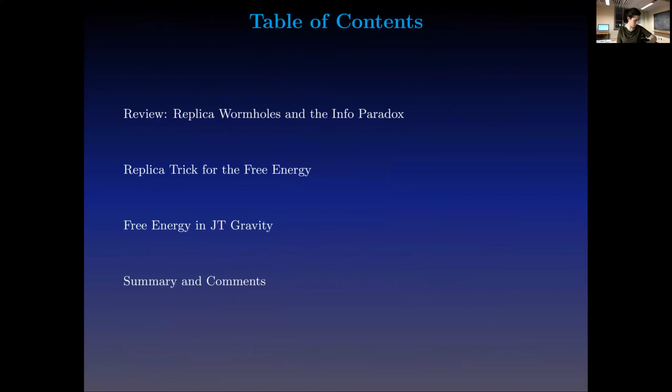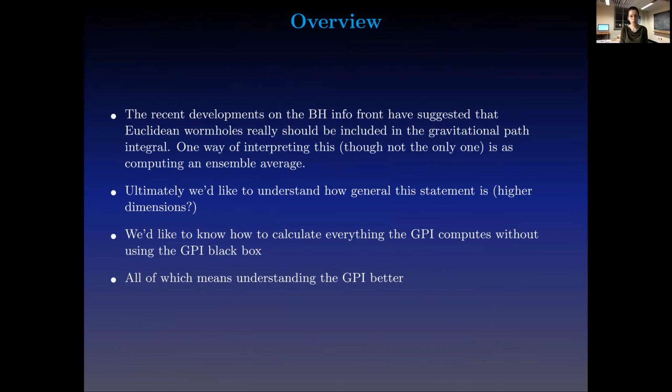Okay, so I think I will be right on time. Let me summarize and make some comments. Recent developments on the black hole information paradox have suggested that replica wormholes should really be included in the gravitational path integral. That's because we like unitarity. Now, one way of interpreting this, of course not the only one, I've mentioned at least 2 other ways, is that the gravitational path integral computes an ensemble average.